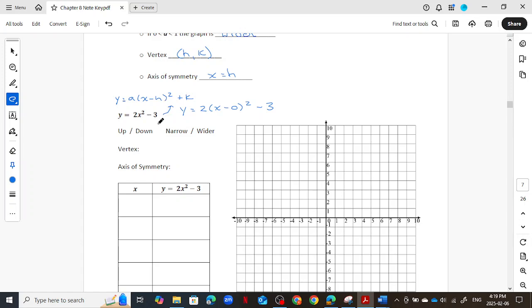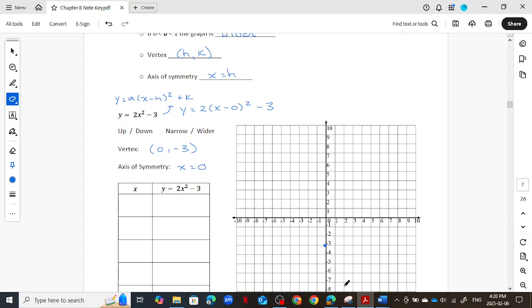What does that mean? Well, the vertex will be 0, -3. The axis of symmetry will be x is equal to 0. And that's all you really need. If you can look at that equation and be like, oh, the vertex is 0, -3, everything else can come from a table of values. So vertex is where your graph always starts. This graph is going to start at 0, -3.